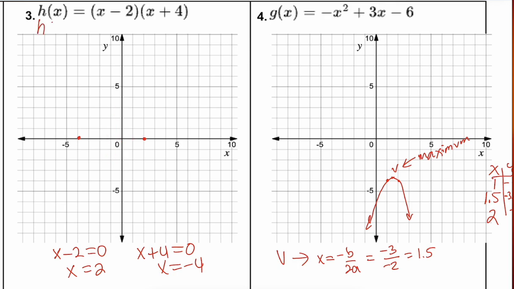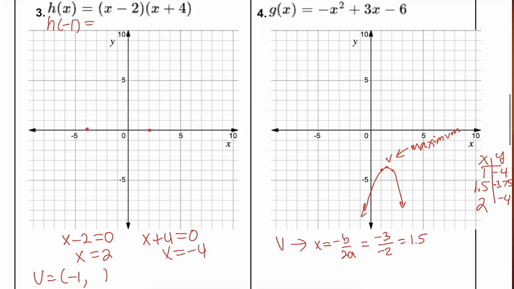So let's plug in -1. We know the vertex has to be -1 something. And we know that because of the symmetry of this, if I have two zeros, one at 2 and one at -4, the symmetry line has to be smack dab in the middle, which occurs at -1. If you plug -1 in, you get -3 times +3 or -6. So now I found 3 points. I have a perfect graph.